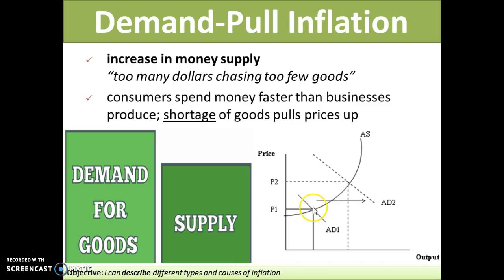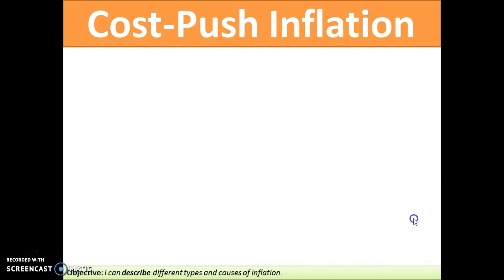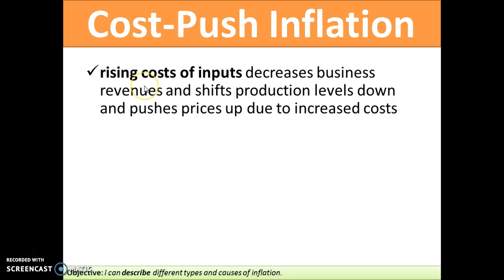And when we do that, we're going to see our equilibrium point go from P1 all the way on up to P2. So it's a rise in price and too much money chasing too few goods. Demand pull inflation.